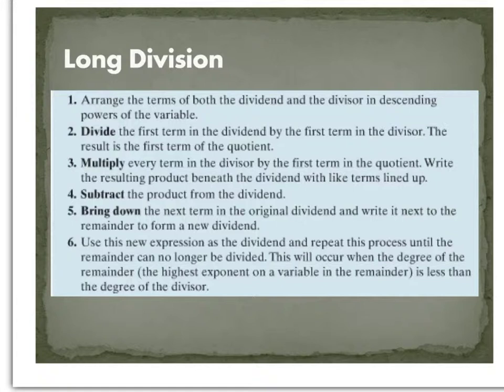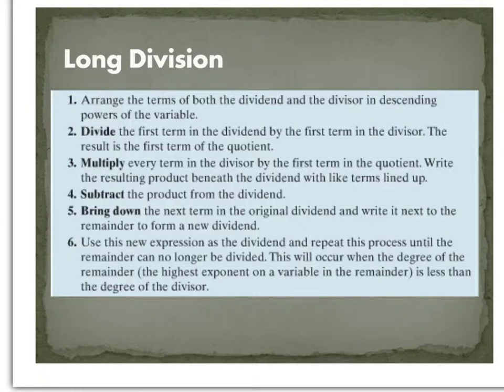Third thing you want to do is multiply every term in the divisor by the first term in the quotient. Write the resulting product beneath the dividend with like terms lined up. Subtract the product from the dividend. Bring down the next term in the original dividend and write it next to the remainder to form a new dividend. And then use this new expression as a dividend and repeat this process until the remainder can no longer be divided. This will occur when the degree of the remainder is less than the degree of the divisor.